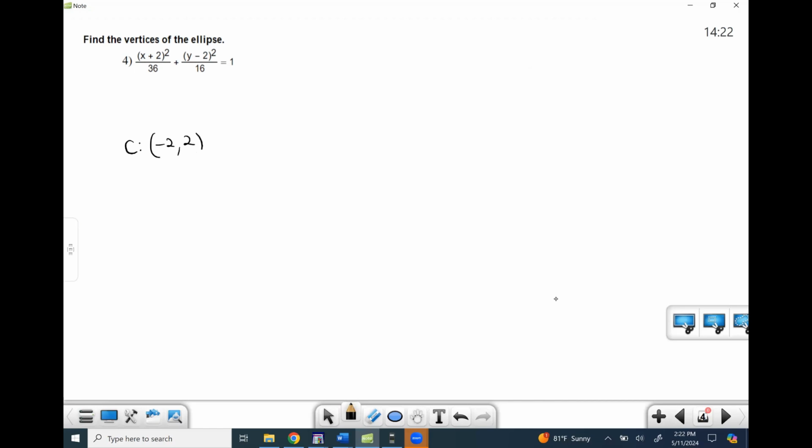Now, we can see that we're going to be bigger in the x direction because the bigger number is under x. Well, if we're bigger in the x direction, so something like this, then to get to my vertices, I'd have to add and subtract to the x value of the center. So our vertices are going to lie at -2 plus or minus a, comma 2. So we're doing it to the x because we're bigger in the x.